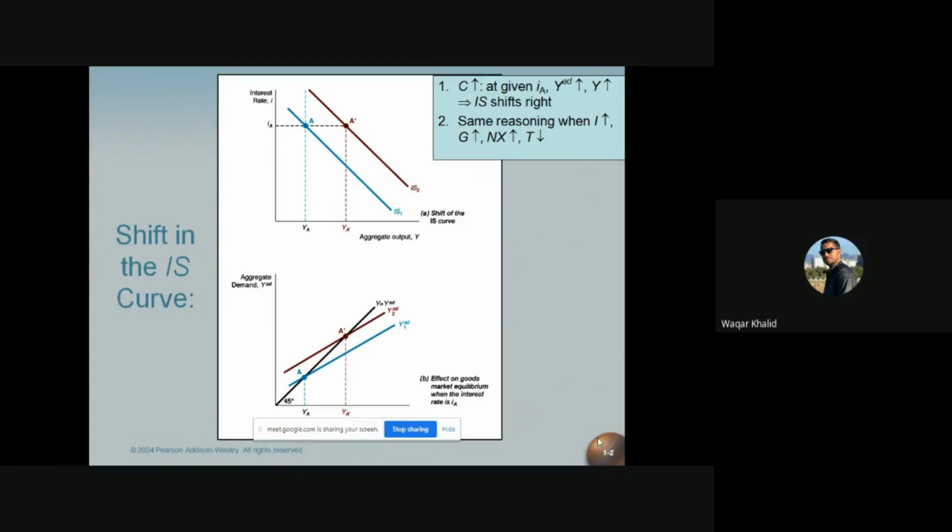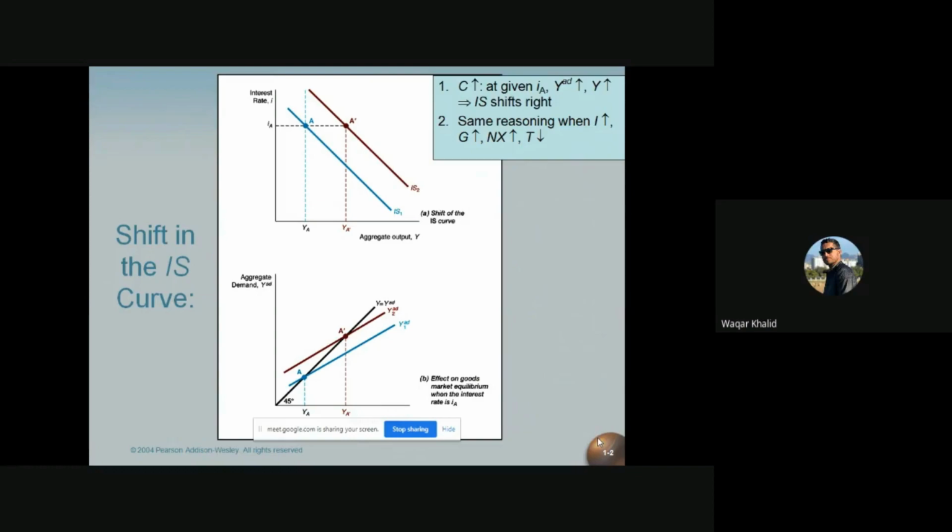The title of this topic is Factors that Cause the IS Curve to Shift, or Shift in the IS Curve. It means, what are the factors causing a shift in the IS curve? In the last lecture, we discussed that the IS curve describes equilibrium points in the goods market. It means the combination of aggregate output and interest rate for which aggregate output produced equals aggregate demand. The IS curve shifts whenever a change in autonomous factors occurs that is unrelated to the interest rate.